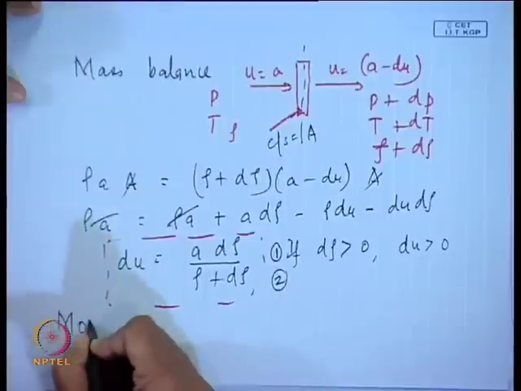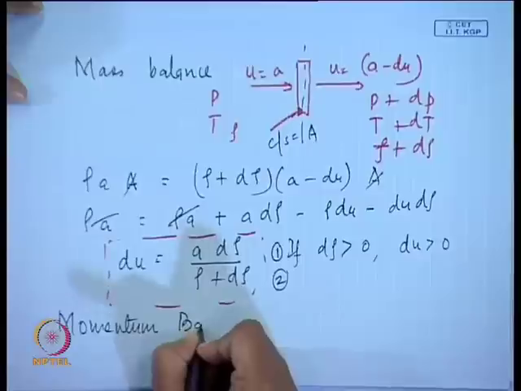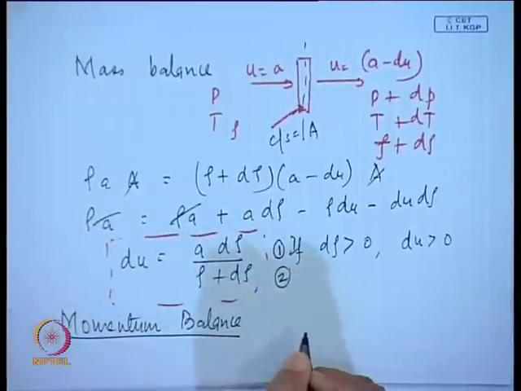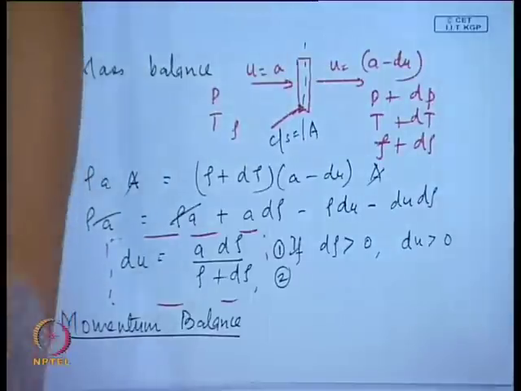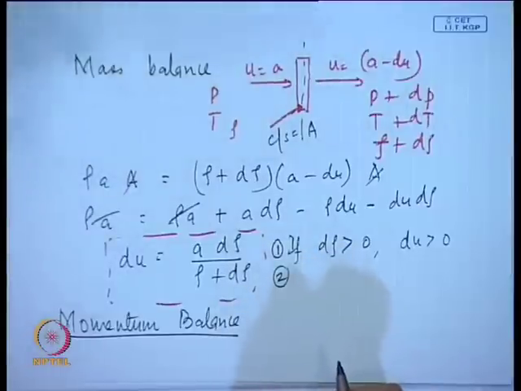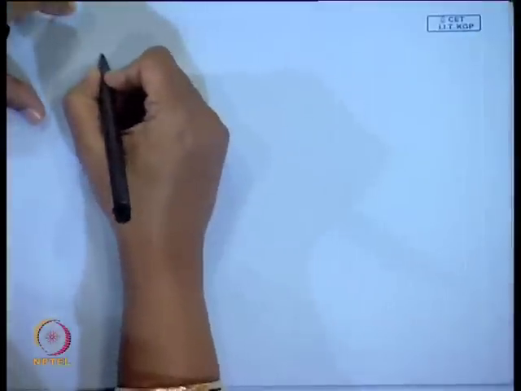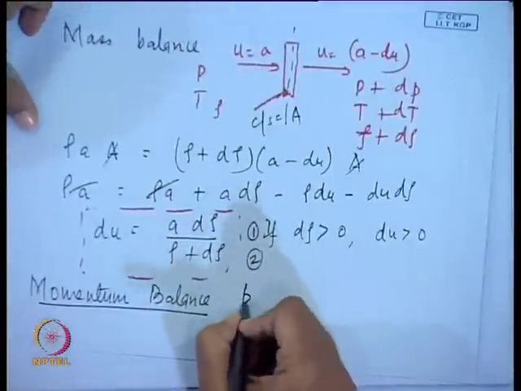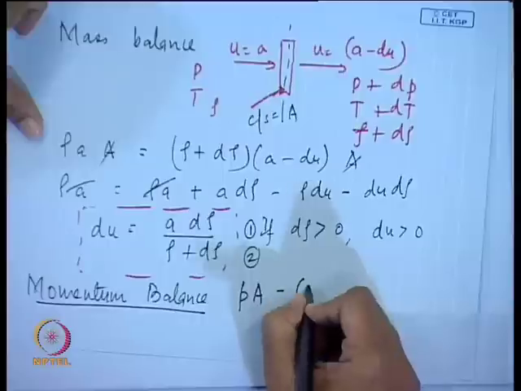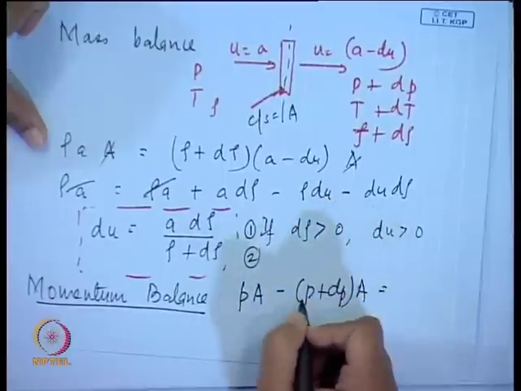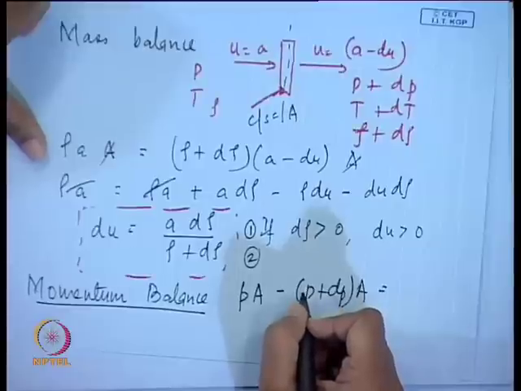Now, let us take up the momentum balance, and we can do it on this page as well. If we perform the momentum balance, what do we get? Momentum in, force in minus force out equals the rate of accumulation of momentum. So, from here we get P A, the force which is entering. I will just write it down here. So, you can compare and find minus P plus d P times A. This is equal to rate of momentum out minus rate of momentum in.